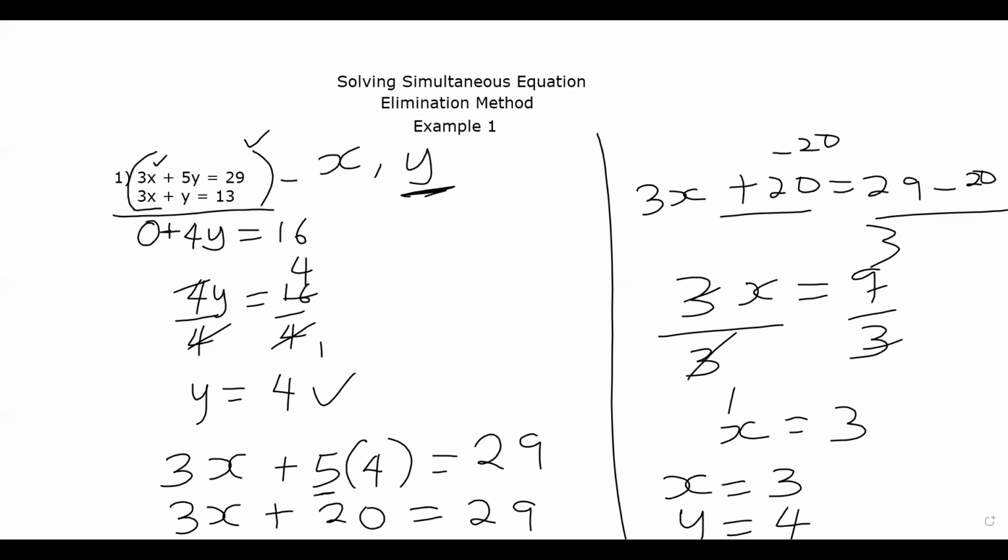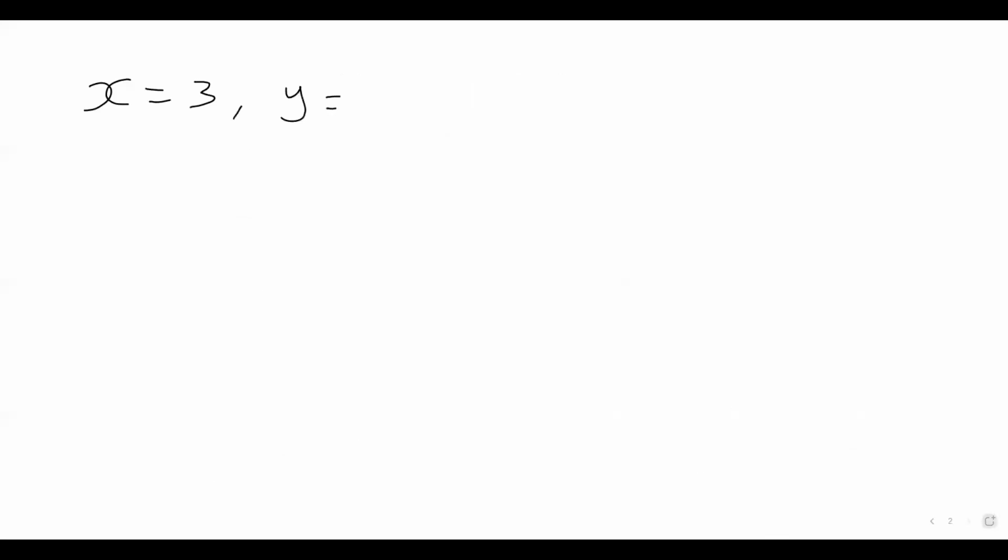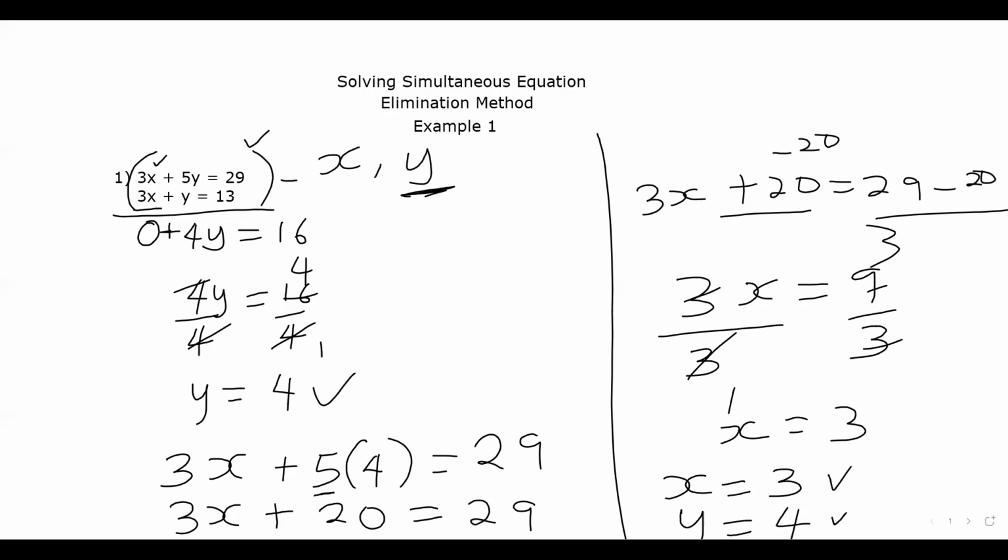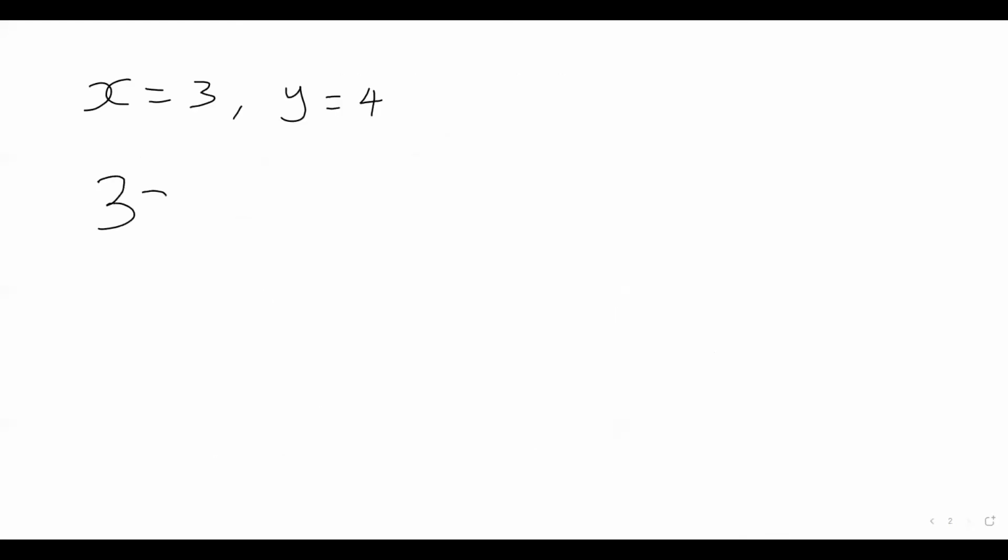Very easy, right? Now this is the end of part 1, or our first example. And if you want to prove that this is correct, you can do so by putting the value of x and the value of y in either of the equations. Let's use the second equation this time, and we have x as 3, y as 4. So the second equation is 3x plus y equals 13.